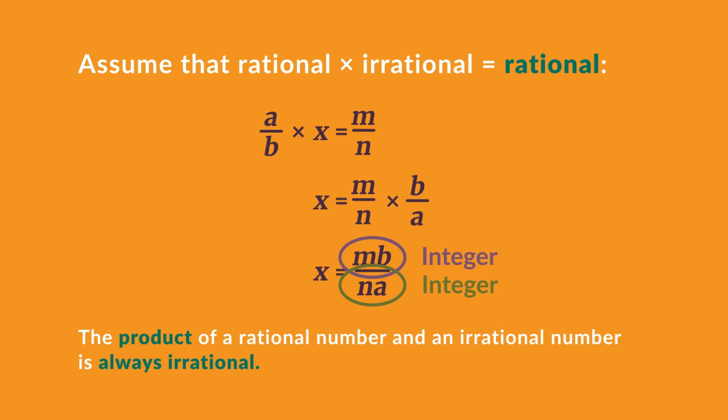Note that we could work in exactly the same way to prove that the quotient of a rational number and an irrational number is also always irrational.